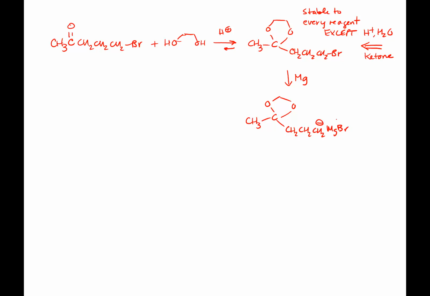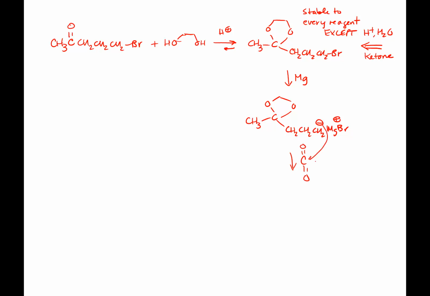So I'm going to make this Grignard. That Grignard is essentially a basic reagent, not acidic. Water can't be present at all. So that protected ketone will not react with the Grignard. So now I've made my molecule. Now I say, you know what? I'm going to react this with CO2. I'm going to write out the structure of the CO2.